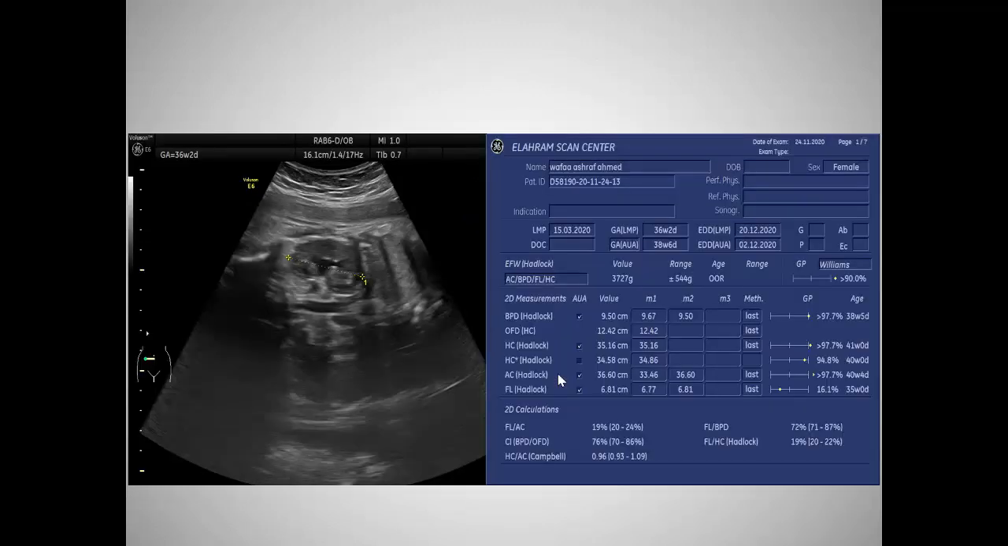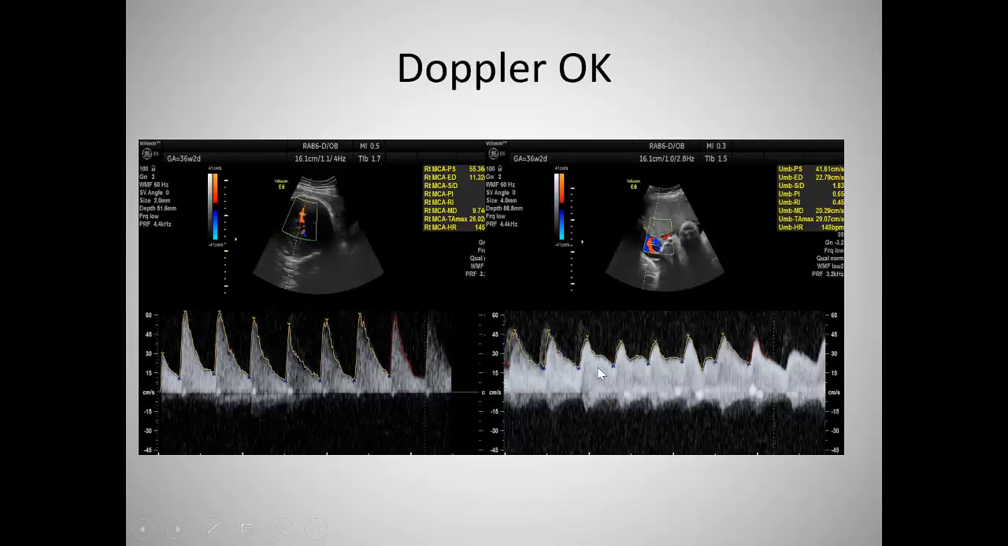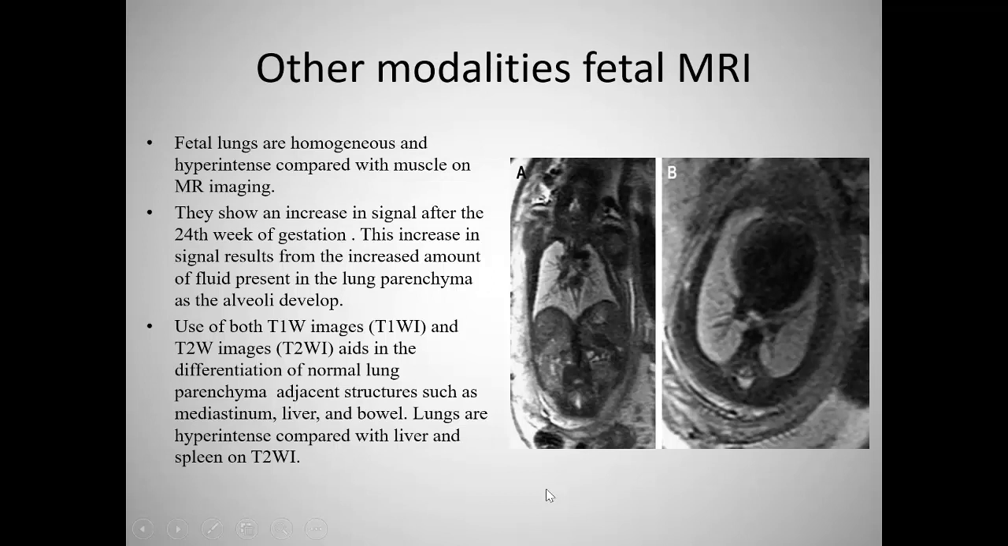But the lungs are mature, so you can do cesarean section anytime if you want. The Doppler is okay, although there is a notch here, and some articles comment on the notch in the umbilical artery, but the RI and PI are good and normal, and this is the middle cerebral artery Doppler, normal of course. Okay. If there are other modalities, yes, fetal MRI can do also.